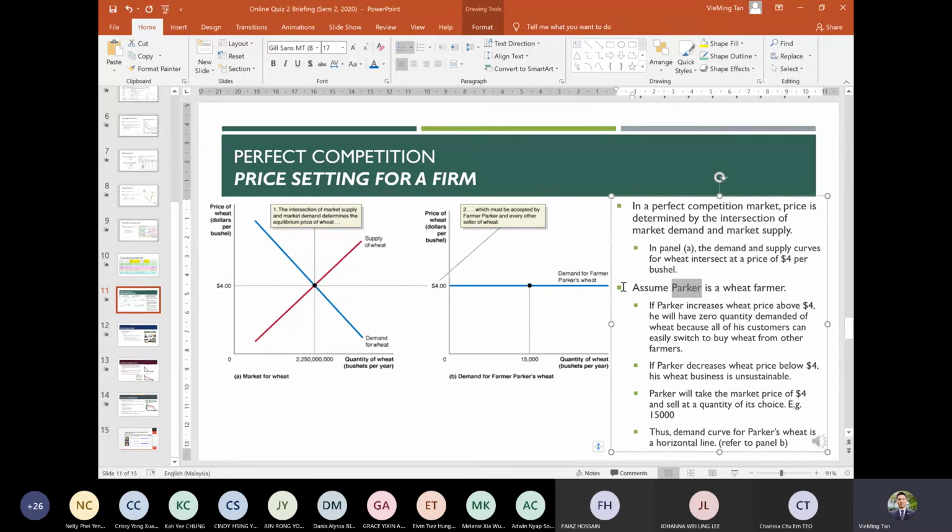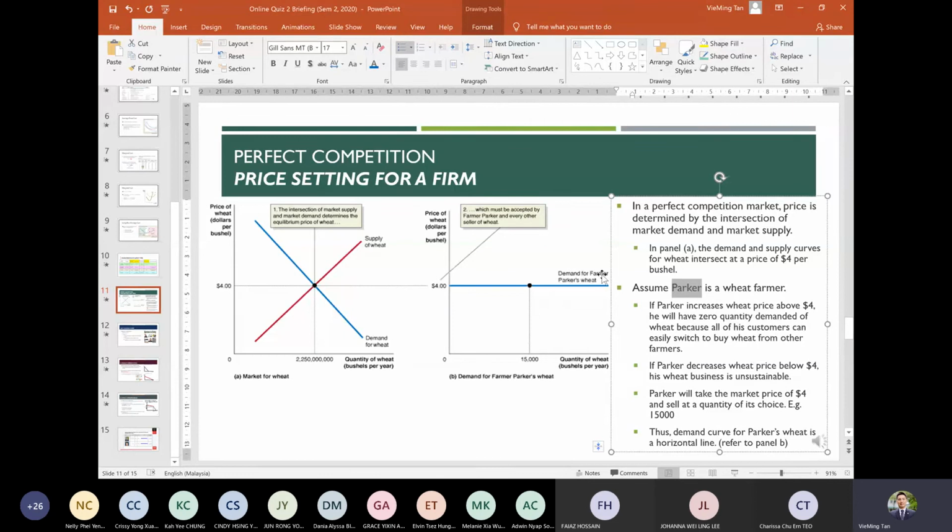Because the individual firm in perfect competition cannot control the market price. The individual firm has to accept whatever price is decided by the market mechanism. Market mechanism means demand and supply. So this curve is the market demand curve. This is the individual firm demand curve. For perfect competition, it's always horizontal.